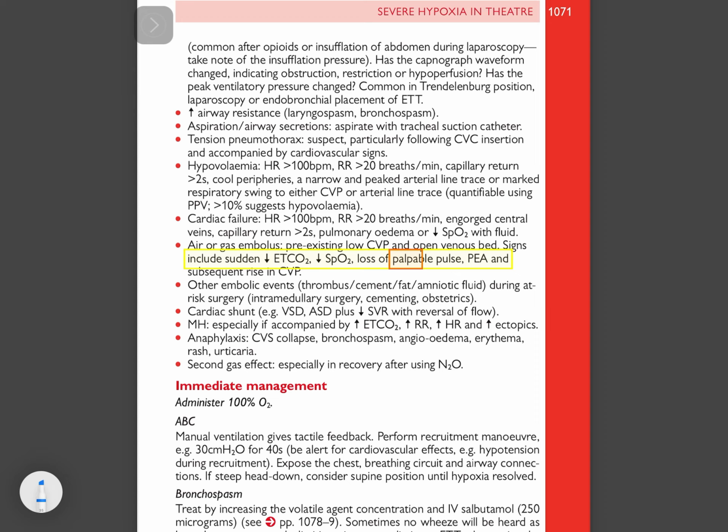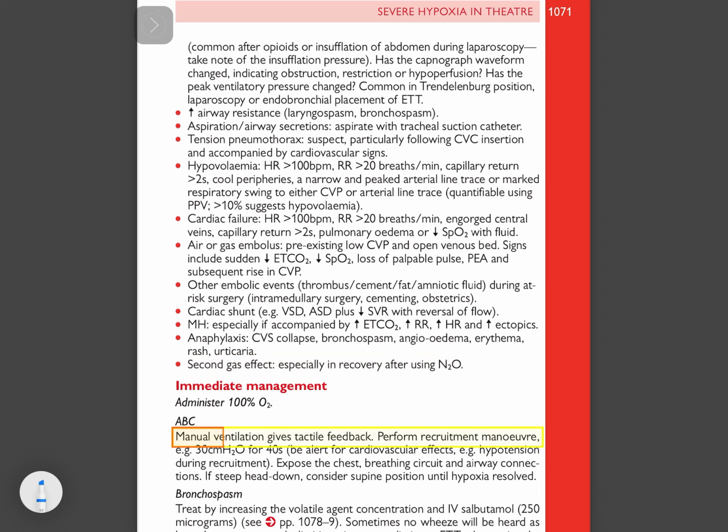Air or gas embolus: pre-existing low CVP and open venous bed. Signs include sudden decreased SpO2, loss of palpable pulse, PEA, subsequent rise in CVP. Other embolic events: thrombus, cement, fat, amniotic fluid during at-risk surgery: intramedullary surgery, cementing, obstetrics. Cardiac shunt, e.g., VSD, ASD plus decreased SVR with reversal of flow. MH, especially if accompanied by raised ETCO2, RR, HR and ectopics. Anaphylaxis: CVS collapse, bronchospasm, angioedema, erythema, rash, urticaria. Second gas effect, especially in recovery after using N2O.